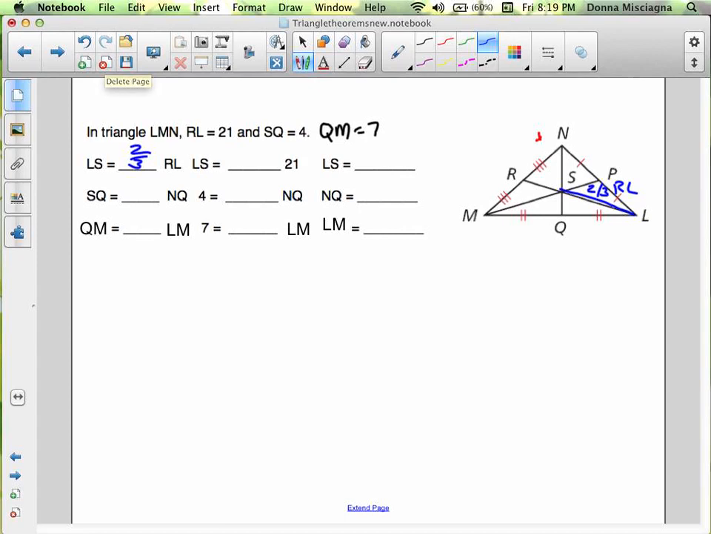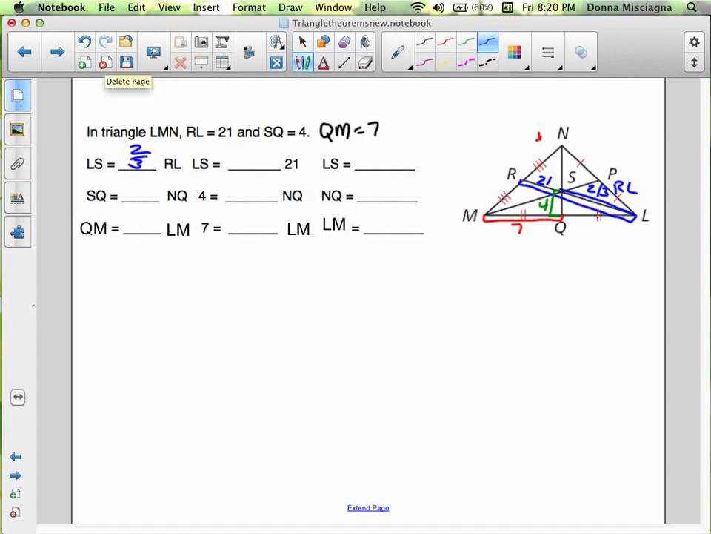Actually, if it helps, we could write it on there. So RL is the whole length there. I guess I'll write it in blue. So this whole length there, it was given to us as 21. SQ is, I'll switch colors, this length here. That one there is given to us as 4. And QM here is given to us as 7. All right, so we already know what RL is.